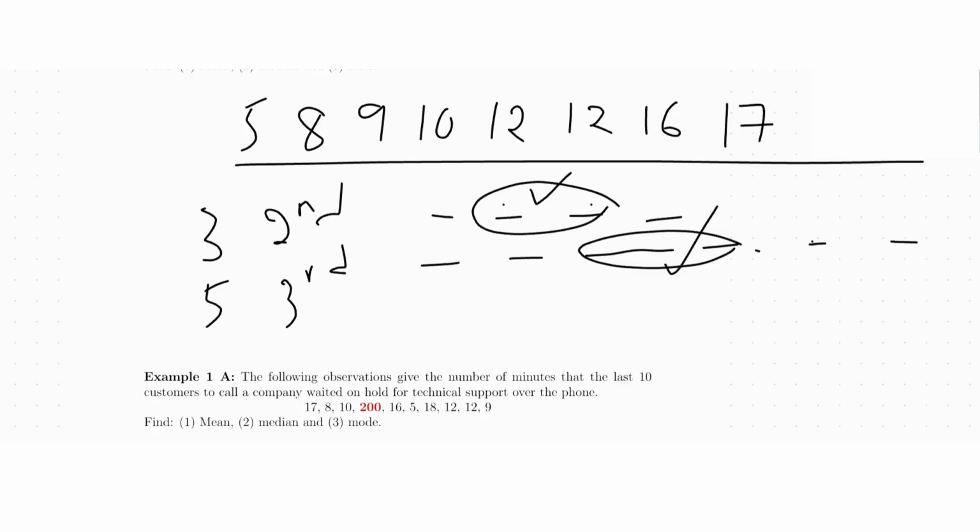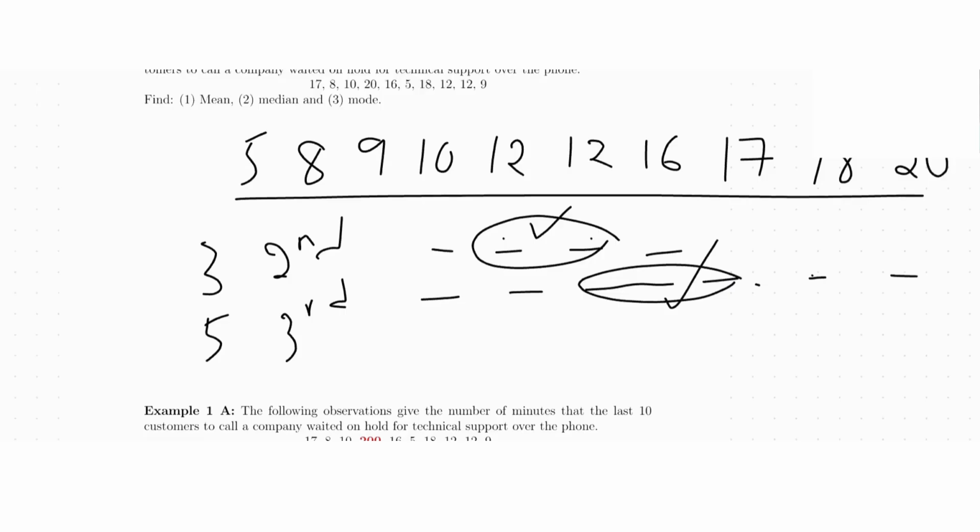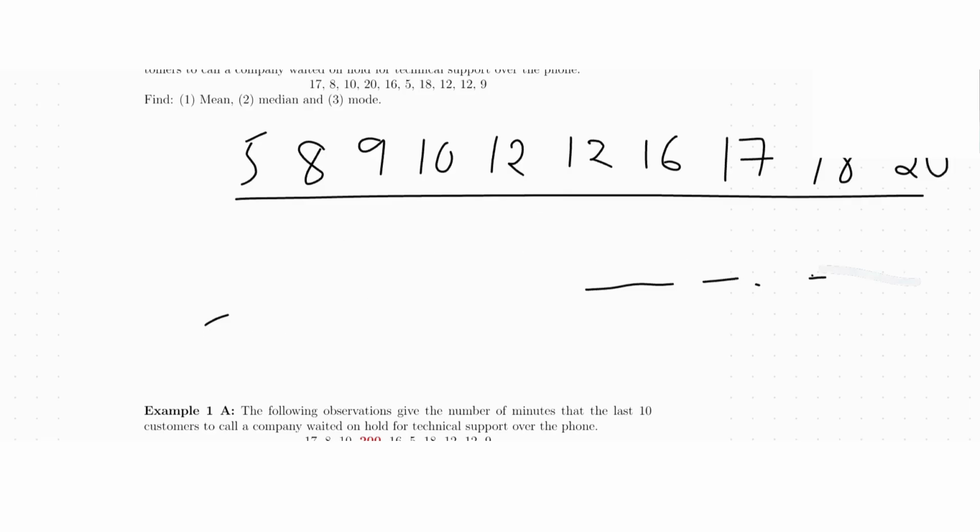So here there are 10 numbers. It's an even number, which means you are going to have two middle numbers. So what are the two middle numbers? 12 and 12. What is the mean of 12 and 12? This is going to be 12. So the median will also be 12.